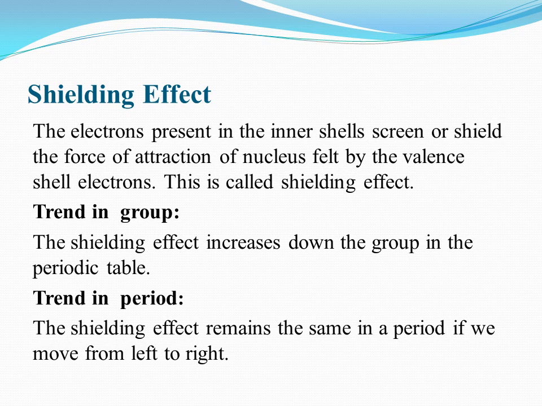With increase of atomic number, the number of electrons in an atom also increases. That results in increase of shielding effect. Now, what is the trend of shielding effect in a group? The shielding effect increases down the group in the periodic table. Because of this, it is easy to take away electrons. Now, trend in period. The shielding effect remains the same in the period if we move from left to right.